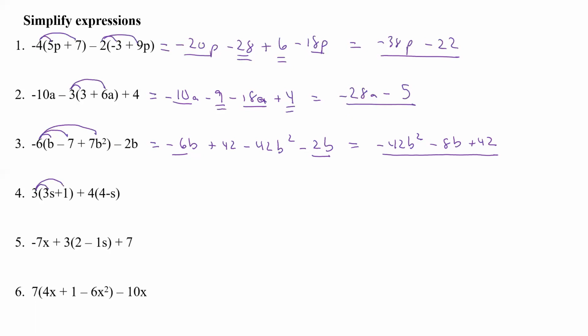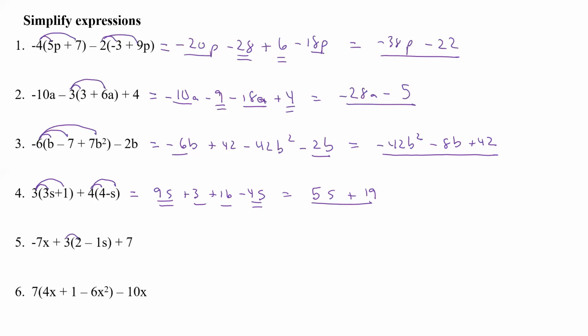All right, well, again, we're going to distribute. And so we have 3 times 3, that's going to give us 9s plus 3 plus 16, and then minus 4s. Well, that's a like term, and those are like terms. So we have, if we put the s's first, 9 minus 4 is going to give us a 5s. 3 plus 16 is going to be plus 19. All right, what about this one?